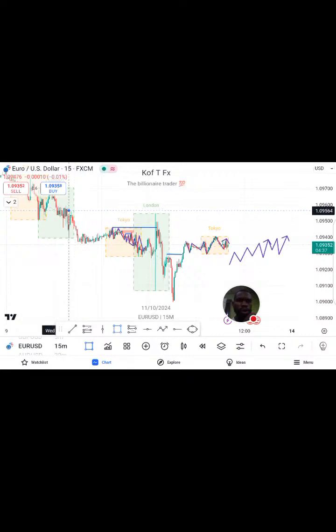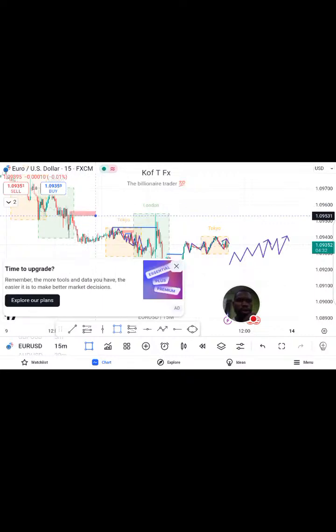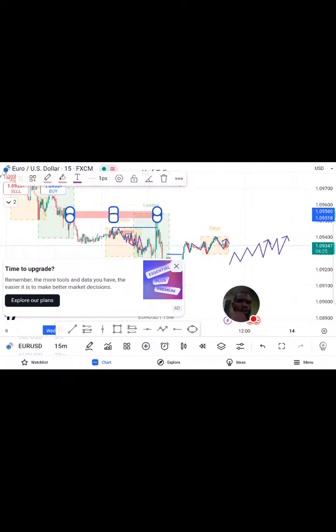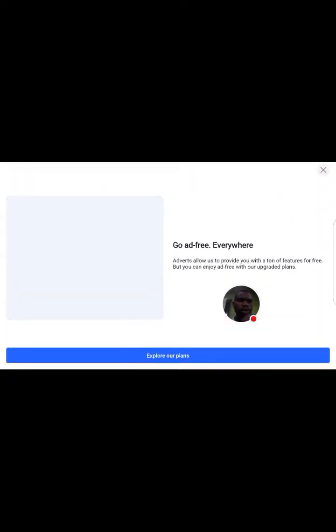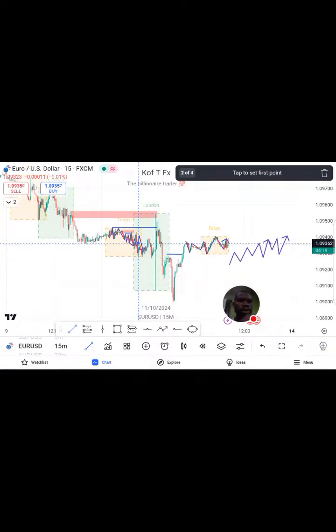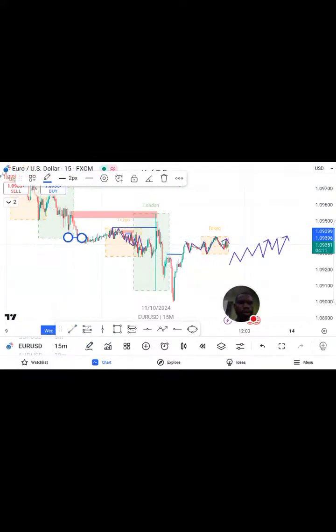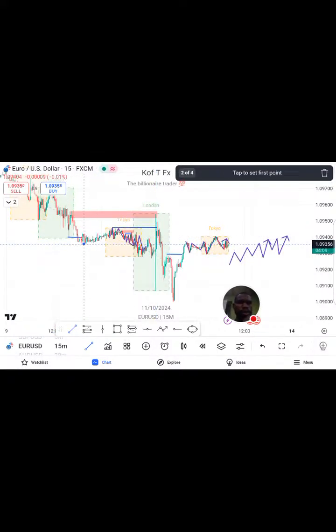It mitigates this, it mitigates this, and looking at this, it also broke a structure. I think I'm seeing a bigger picture now. This broke a structure, and this also broke a structure.